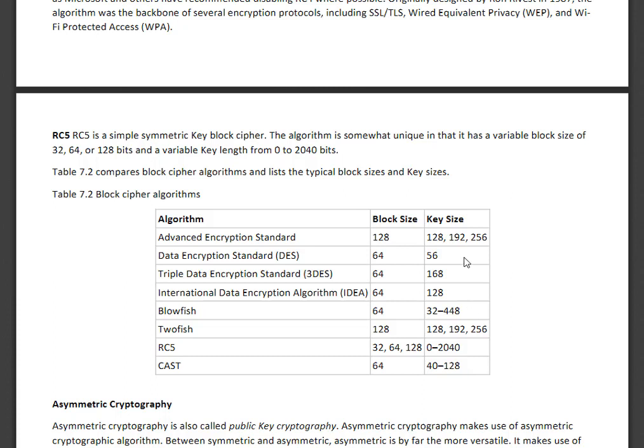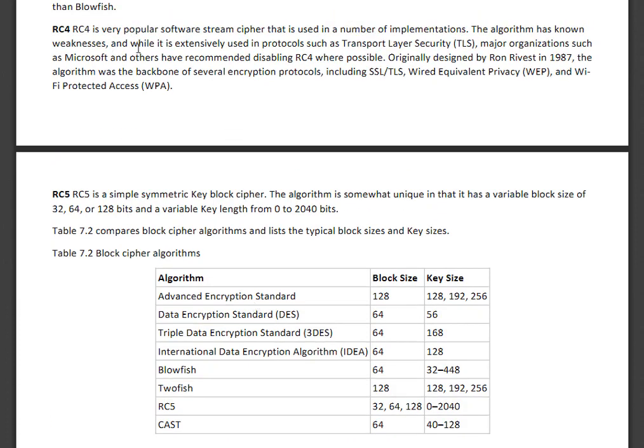Always remember that if you see a question that asks what block cipher uses a 56-bit key, the only one is DES. Which one uses a 168-bit key? The only one is triple DES, 56 times 3. Note that a number can use 128-bit keys. RC4 is a stream cipher.